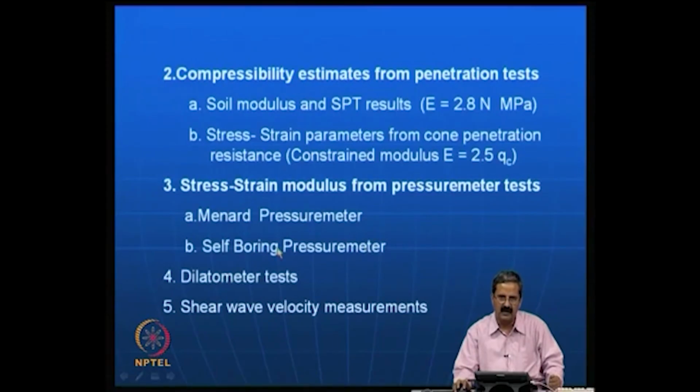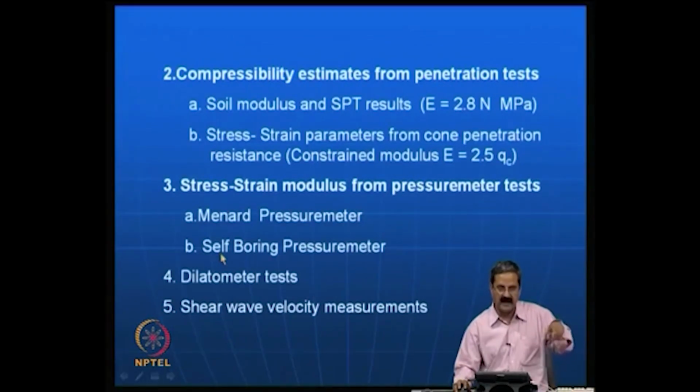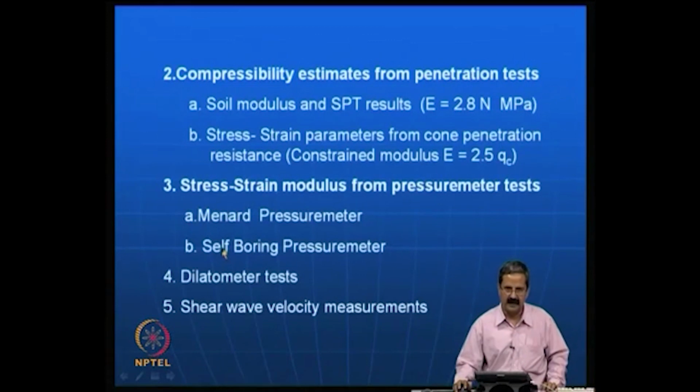We have to create a boring when you do a test using Menard's pressure meter, but later people have made an advancement in which the pressure meter itself makes a self bore. It is like you make a bore and then put the instrument back. The problem is that there could be a sampling disturbance and other things. So, they have overcome some of these problems by using what is called self boring pressure meter, which is a very versatile equipment, and people have used it.